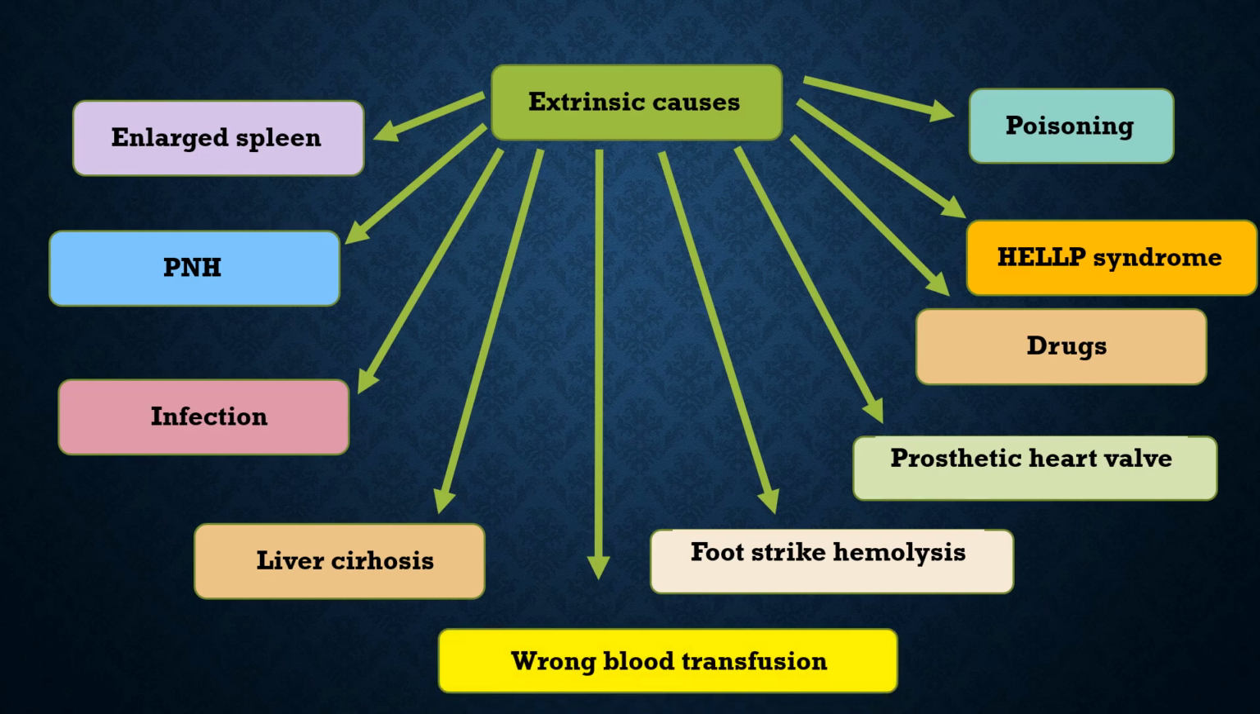Lastly, wrong blood transfusion, which is very dangerous. One of the most severe forms of hemolytic anemia occurs due to receiving a red blood cell transfusion of the wrong blood type. So these are the extrinsic causes of hemolytic anemia.